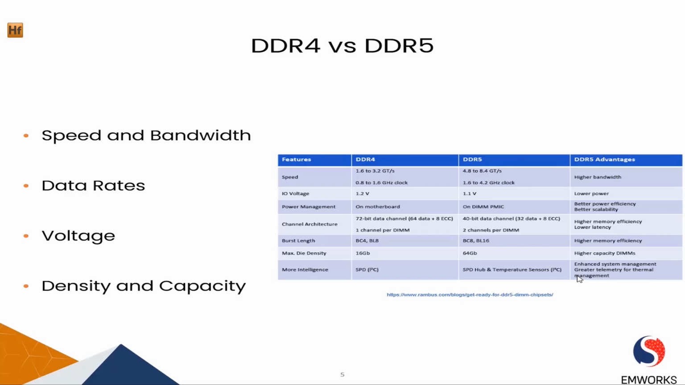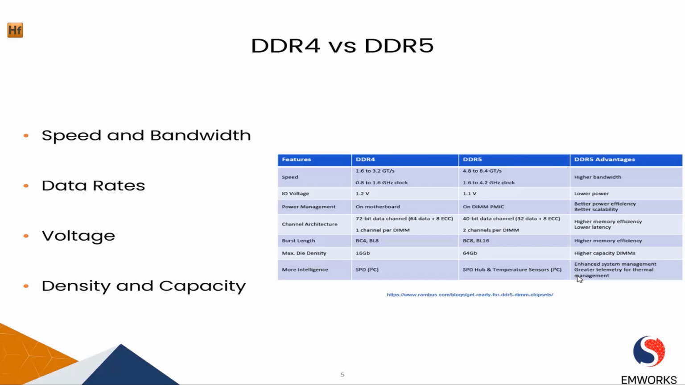Data rate is another important parameter to consider. DDR4 typically operated at data rates ranging from around 2,133 MT per second up to 3,200 MT per second. MT per second here stands for million transfers per second. DDR5, on the other hand, starts at higher data rates and can go up to 4,800 MT per second and beyond. And this allows for faster communication between the memory and other system components.